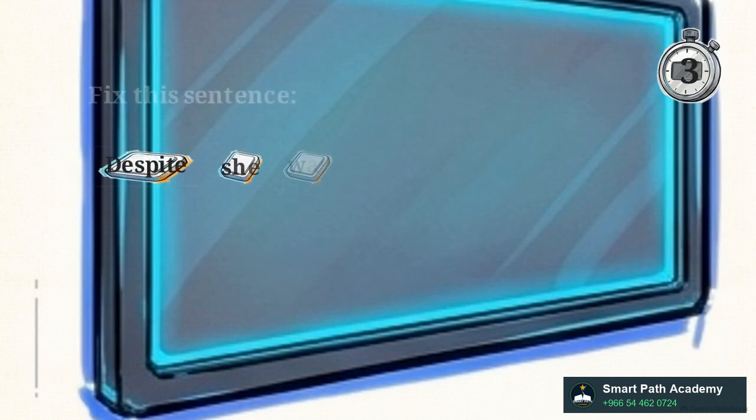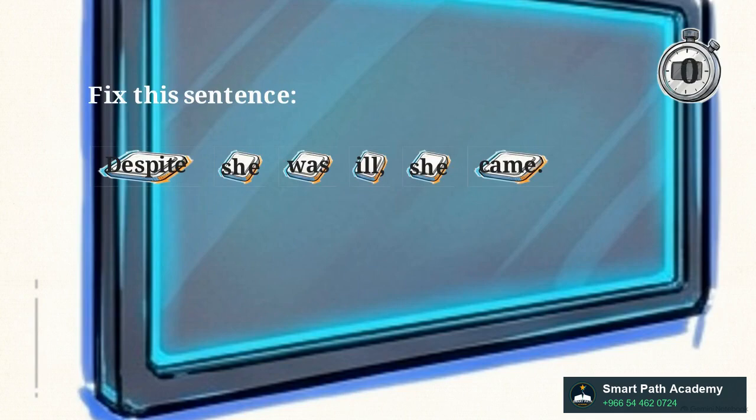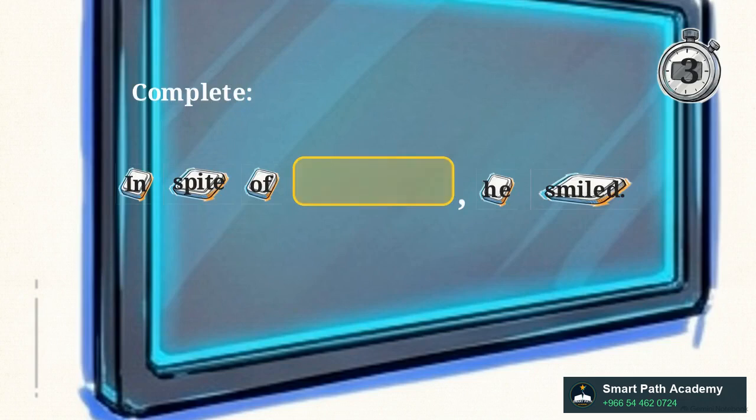Let's test this logic. Fix this sentence. "Despite she was ill, she came." You have 3 seconds. Since she was ill is a full clause, we change it to a noun or ing phrase, despite her illness or despite being ill. Next challenge. Fill in the blank. "In spite of blank, he smiled." What fits here? 3 seconds. Avoiding a subject and verb, many phrases work. In spite of the pain, in spite of the difficulty, or in spite of feeling sad.